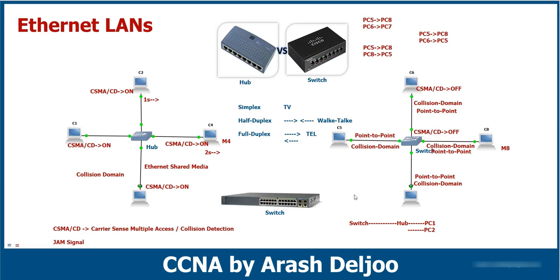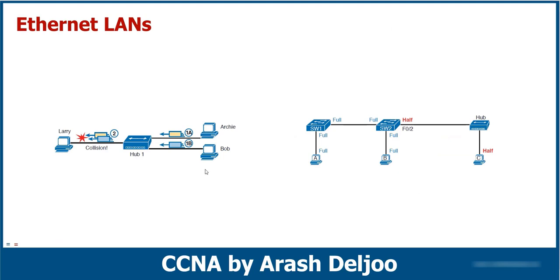Okay, let me give you one example. Look at these two pictures. First, the left picture. As you can see, when we are using a hub, when the first system is sending traffic and at the same time the second system is sending traffic, we will experience collision, and this traffic cannot be used.